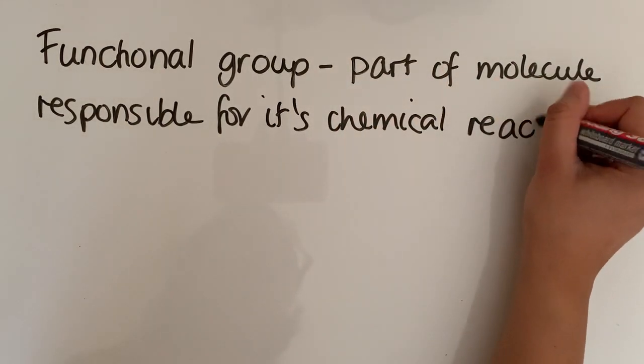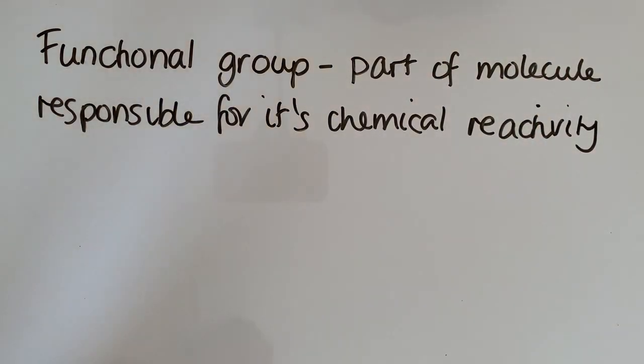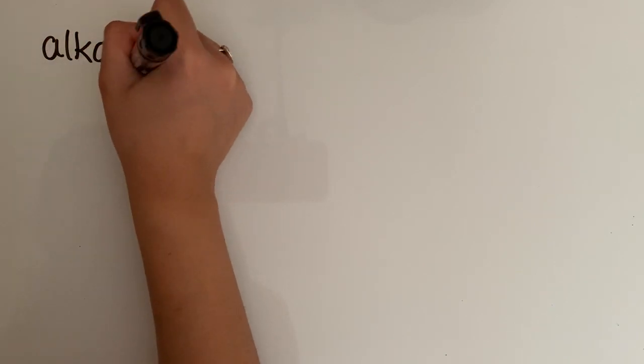So there are different types of functional groups. We are going to look at a few in the next following videos. But essentially, a skill that you need to have in organic chemistry is to be able to identify the different functional groups, because a molecule can have more than one functional group. Okay, so the first functional group that we are going to be looking at is an alkane. So you need to know what the names are and what they look like.